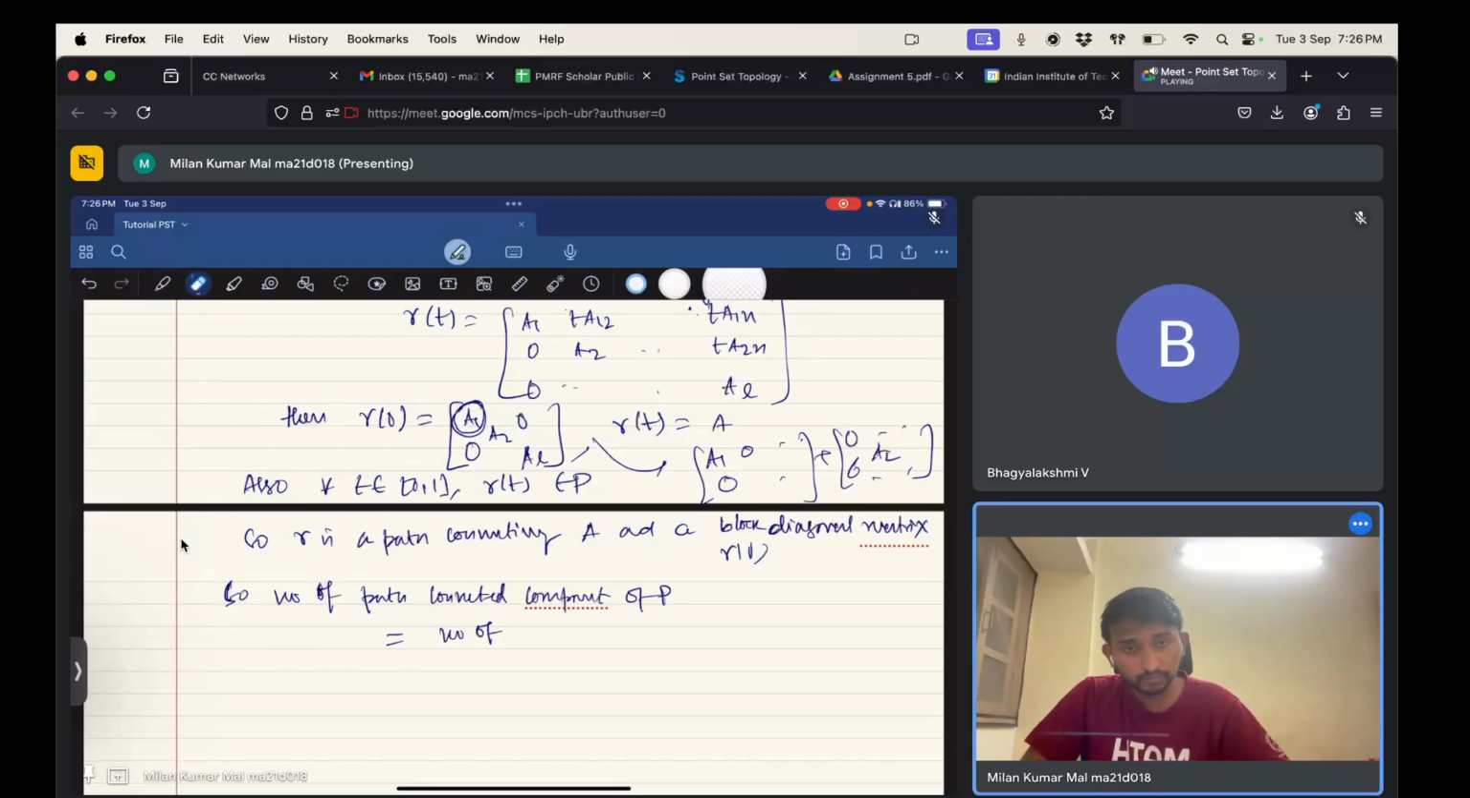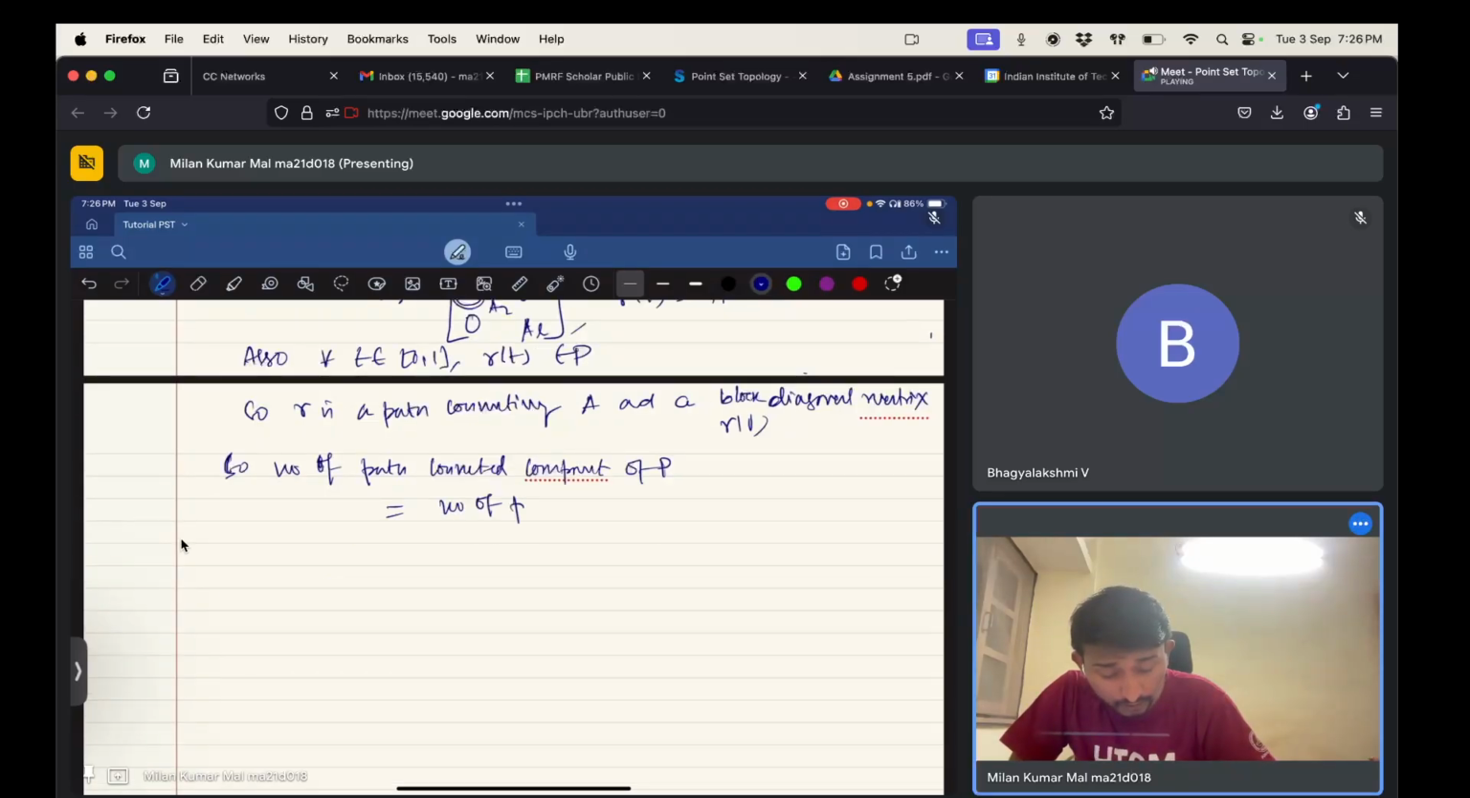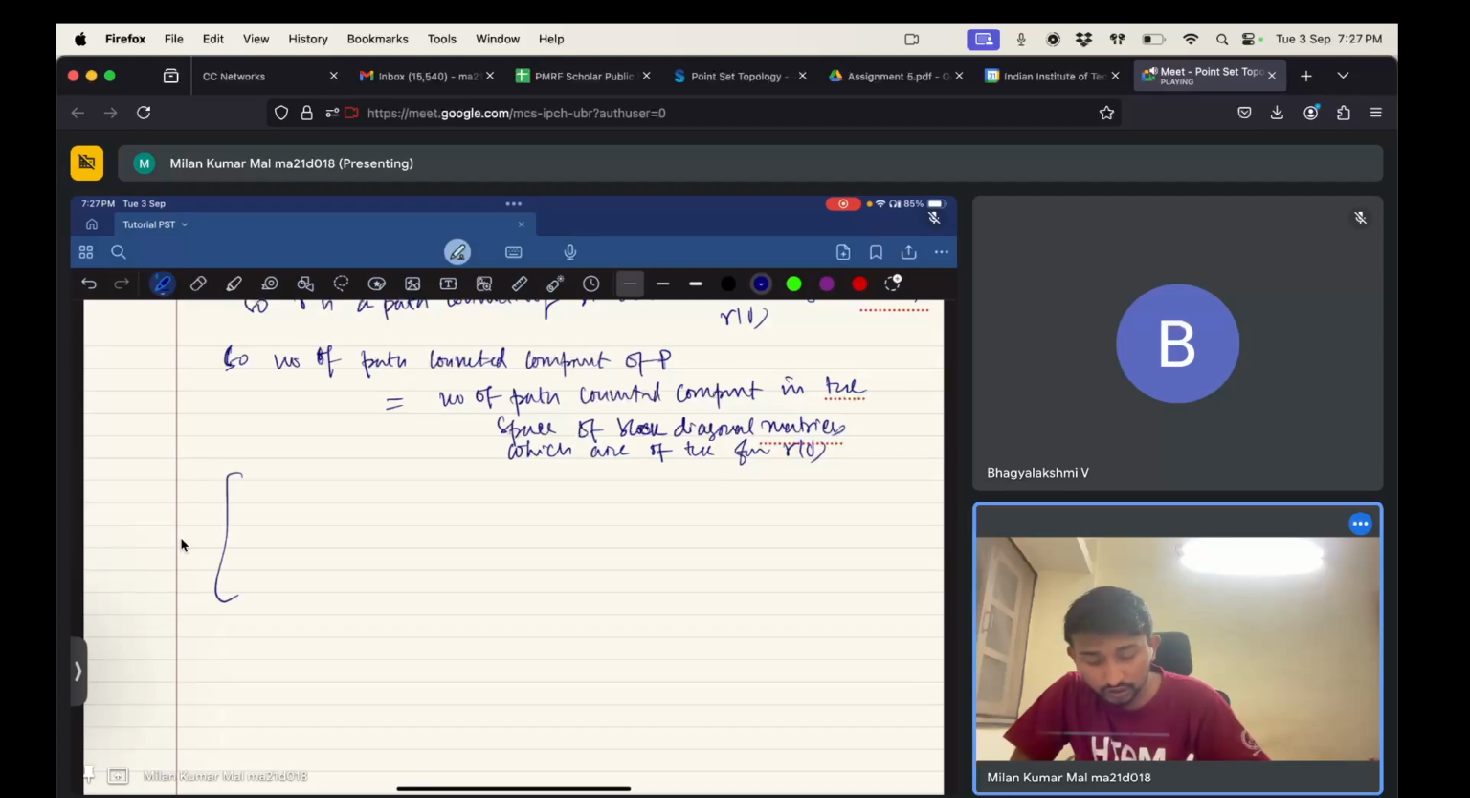And for this type of set, I'm just writing the number of path connected components in the space of block diagonal matrices which are of the form gamma 0. So this will be some rough count.